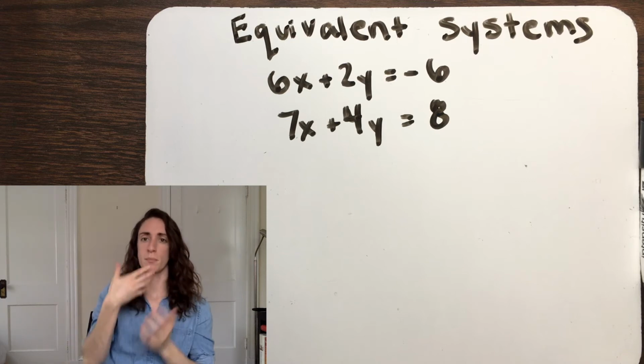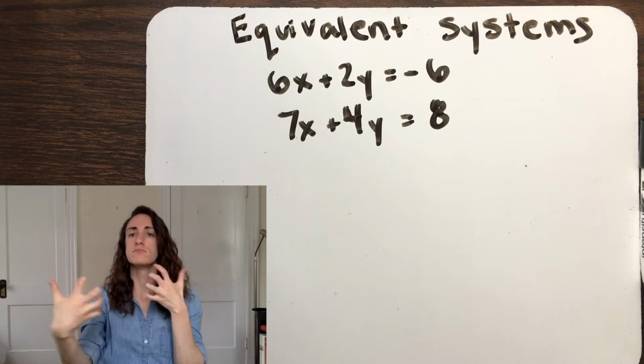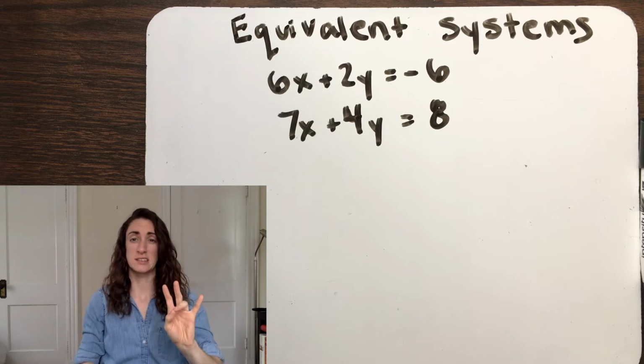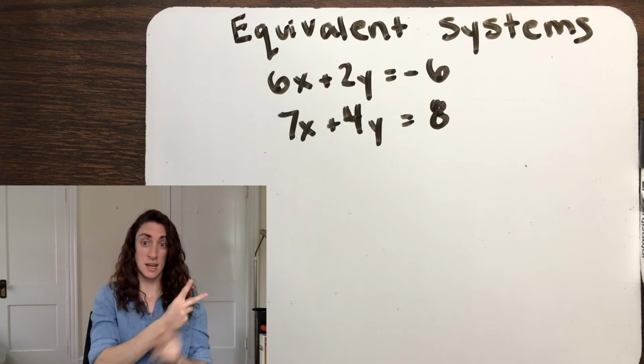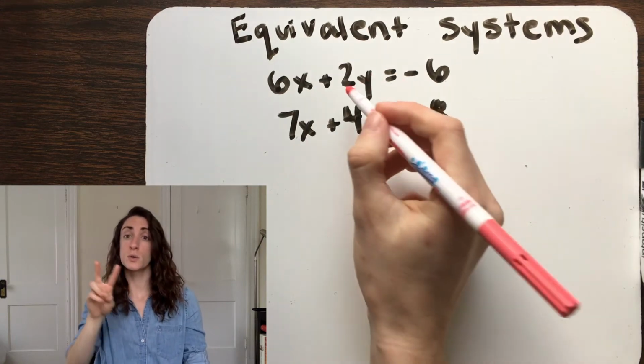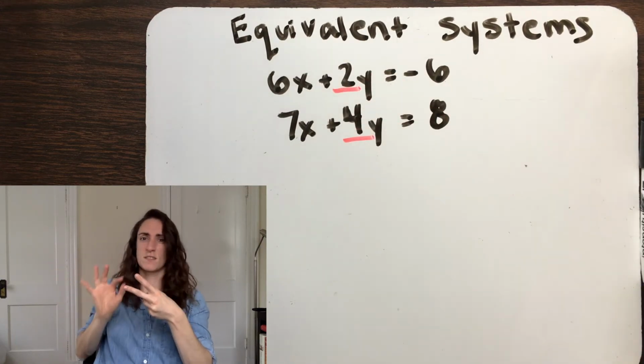So if we try to get 6 and 7 to become the same coefficient for x, that's going to be kind of ugly. We're going to have to get a coefficient of 42 because that's the least common multiple of 6 and 7. But 2 and 4, their least common multiple is 4. So if we can get that 2y to become a 4y, then we'll be able to use elimination.